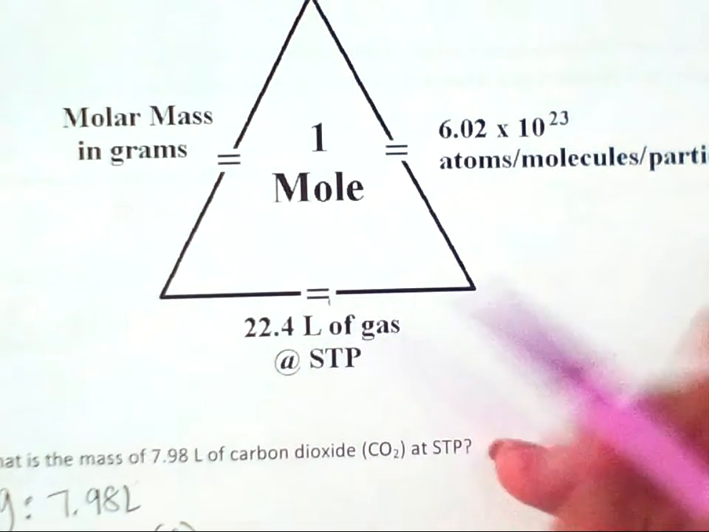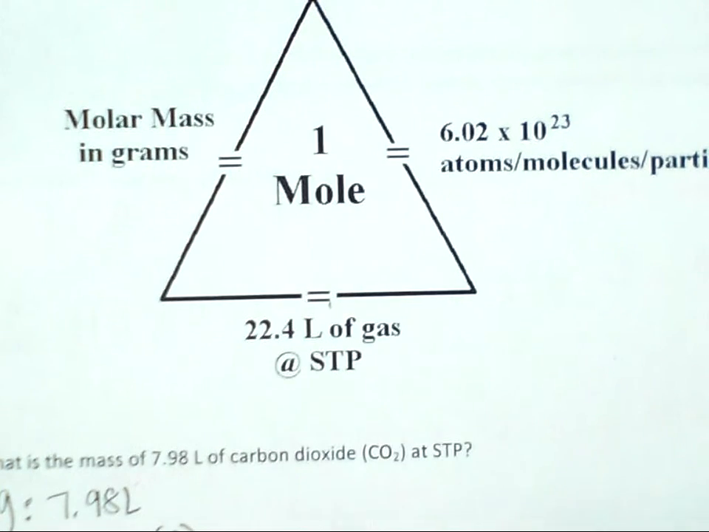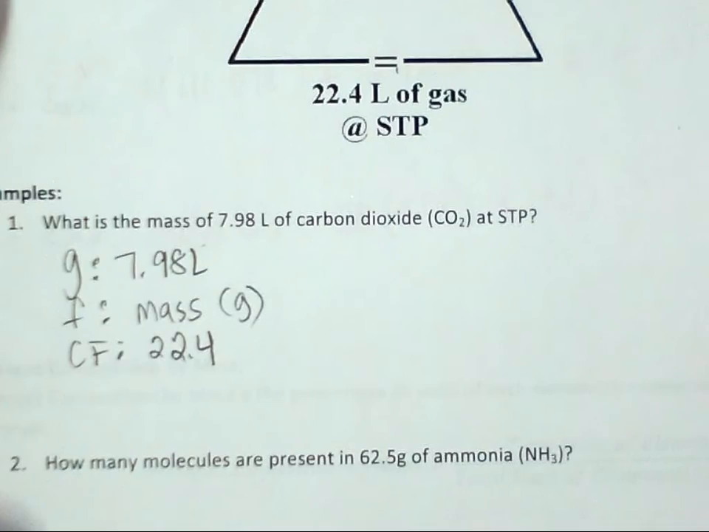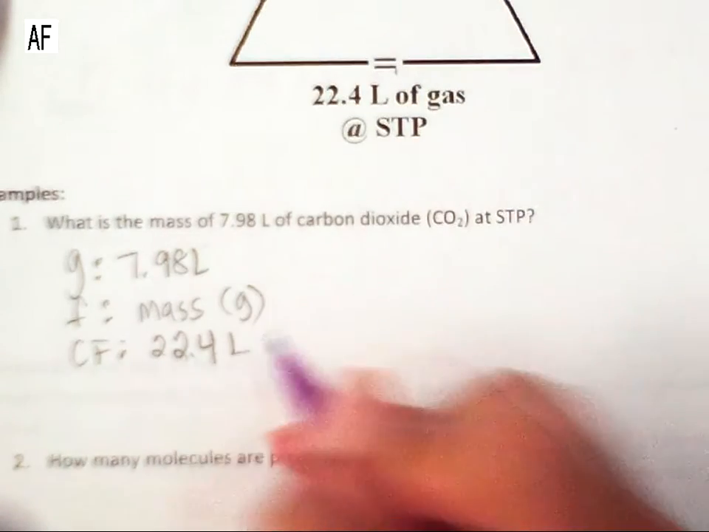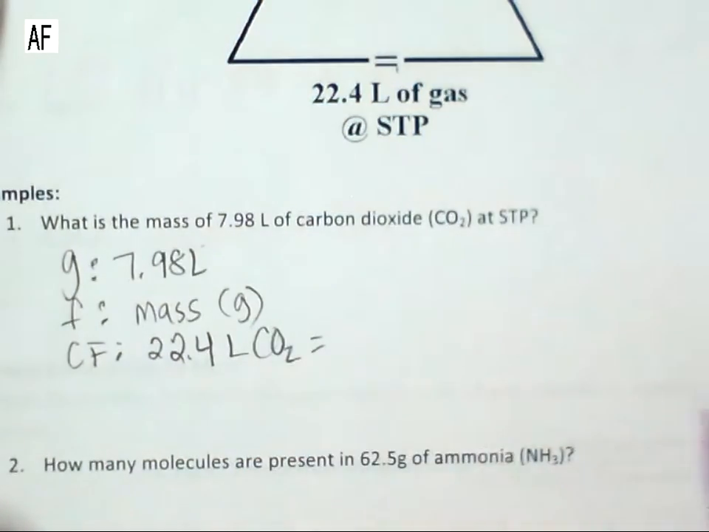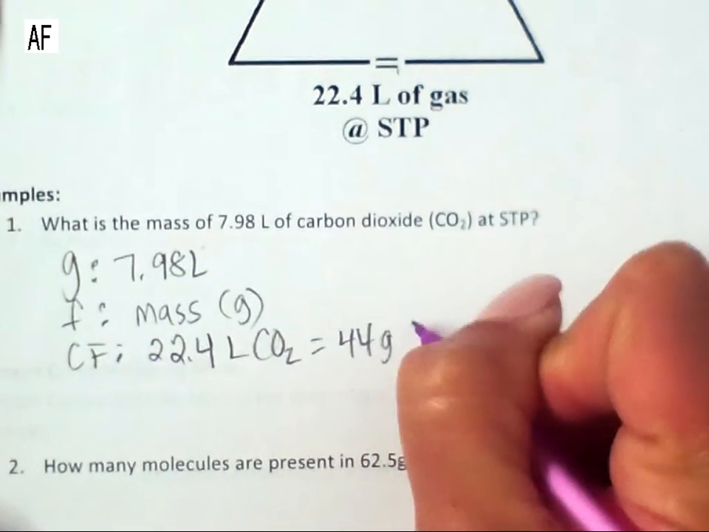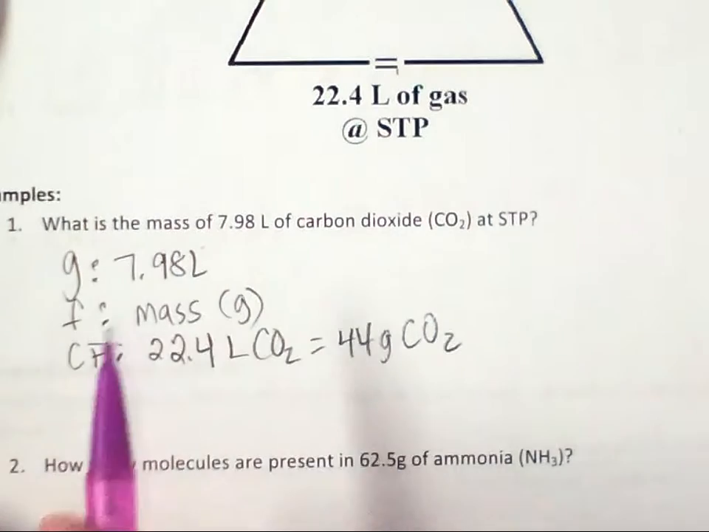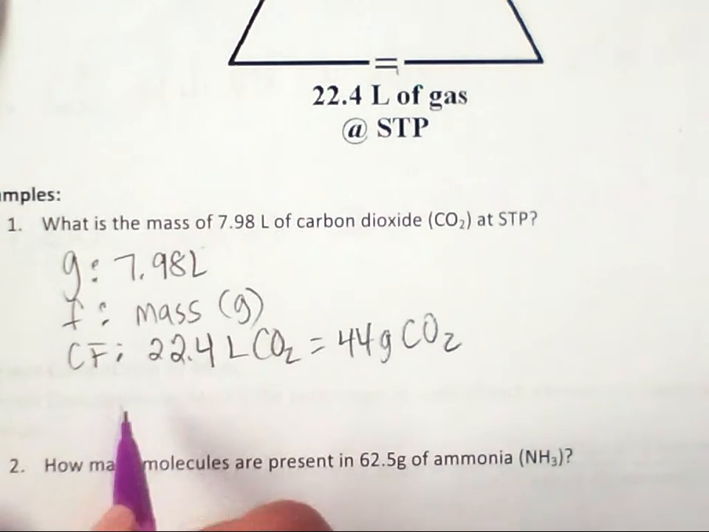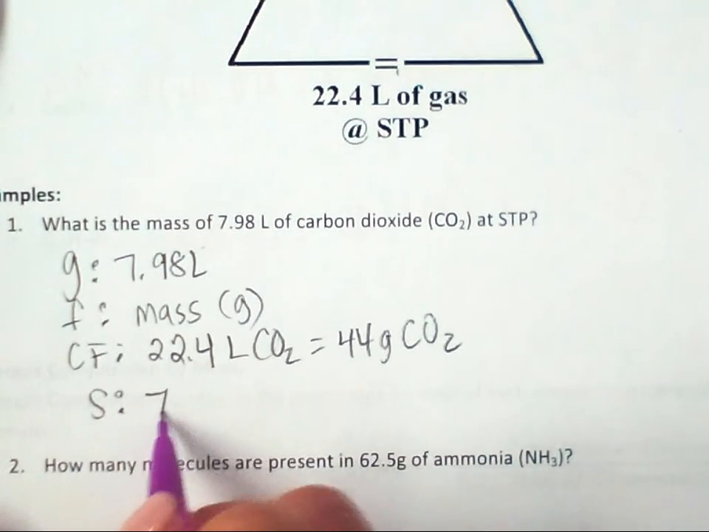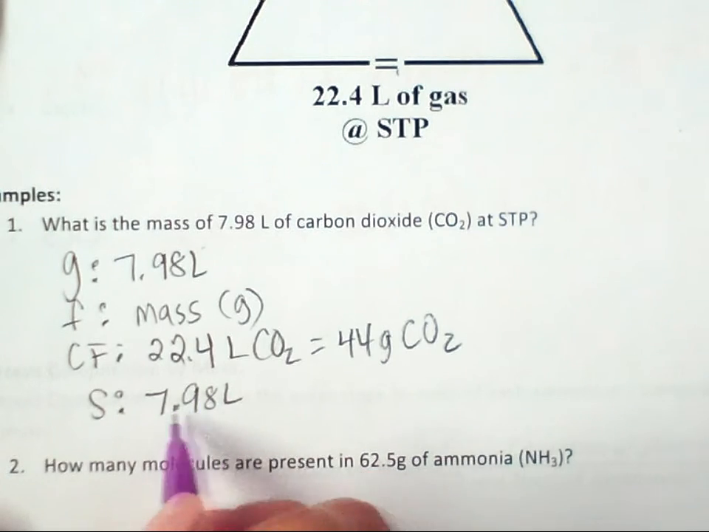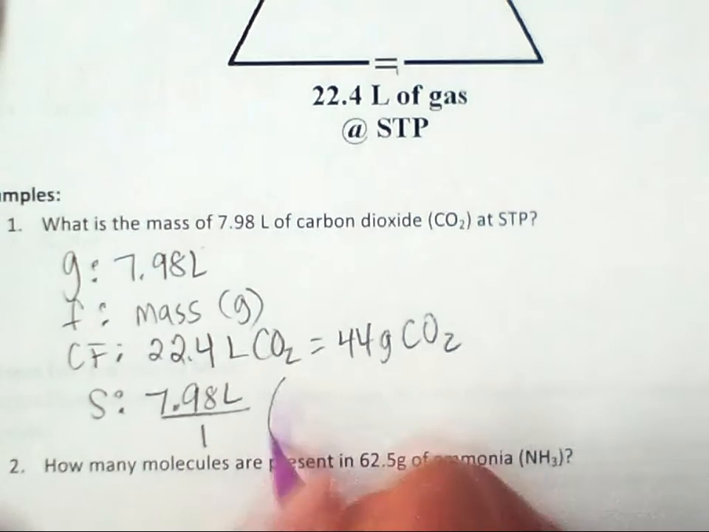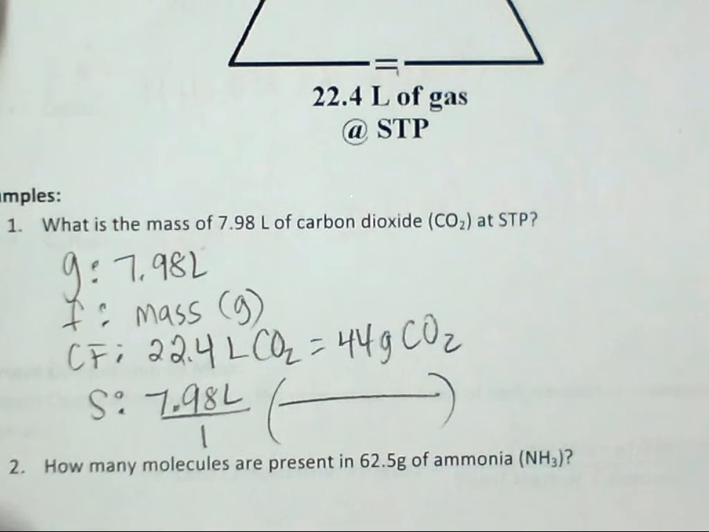For every 22.4 liters, okay, 22.4 liters of carbon dioxide is equal to 44 grams of carbon dioxide. That's the conversion factor. Now we set it up. The first step is to write what was given. We have, for the solution, 7.98 liters, and you guys prefer it as a fraction. We set up the conversion factor. What goes on the bottom from the conversion factor that we have here?